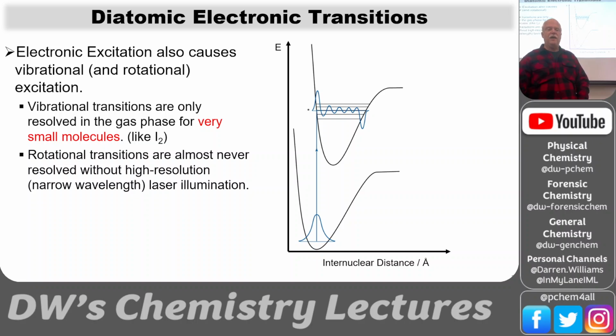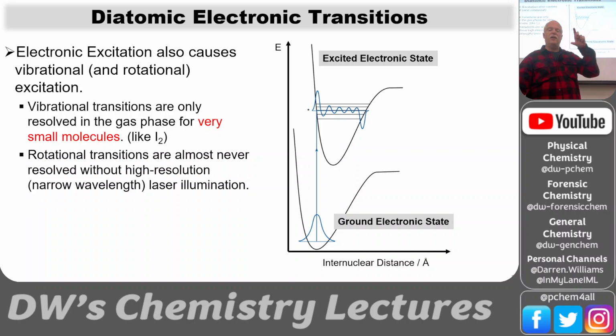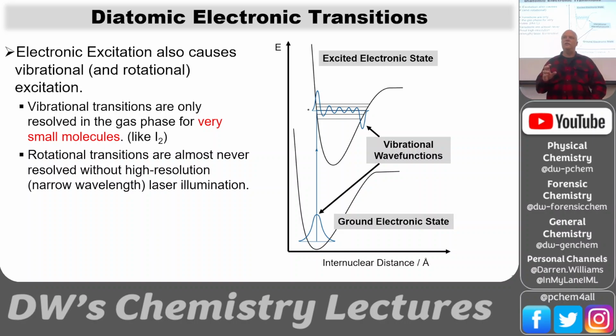Okay. We can almost never see those rotational levels without a high resolution laser. So we have the ground electronic state, and then we have the excited electronic state. So that's the electronic part of the electronic spectroscopy. And then we have those vibrational wave functions.